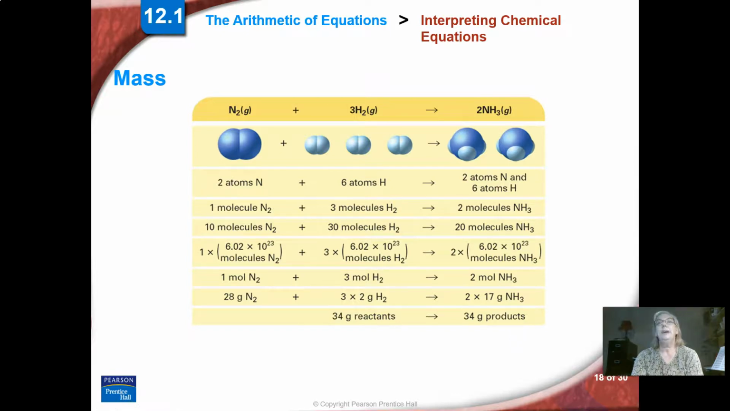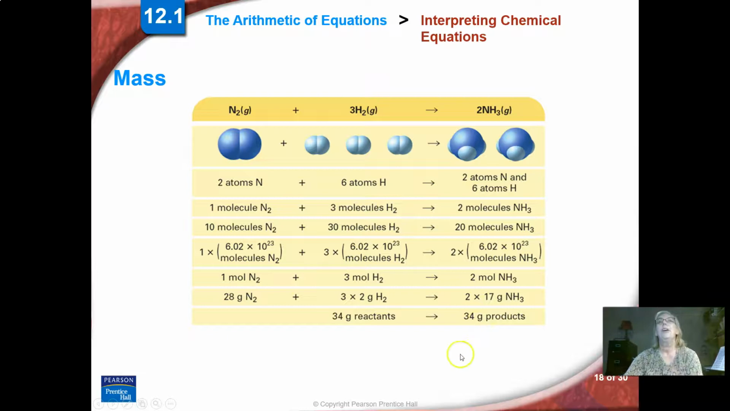And we can also talk about the mass. If I look at the periodic table and I find nitrogen is 14, I have 2 of them, that's 28 grams. Hydrogen is 1, and I have 2, and I have 3 molecules of that, so that's going to be 3 times 2 grams. So on this side I have 34 grams, 6 plus 28, 34 grams. On here, if I find the molar mass of ammonia, it's 17. I had 2 of them, so that makes 34 grams.